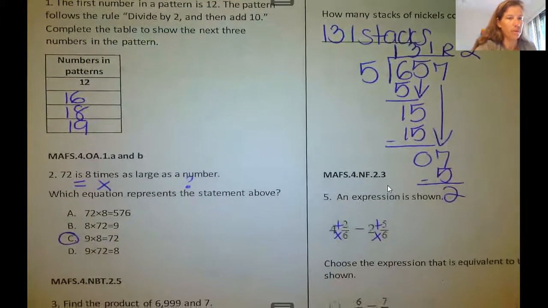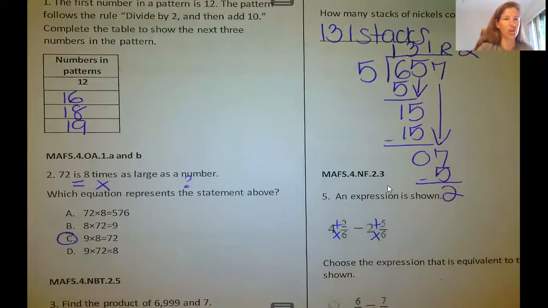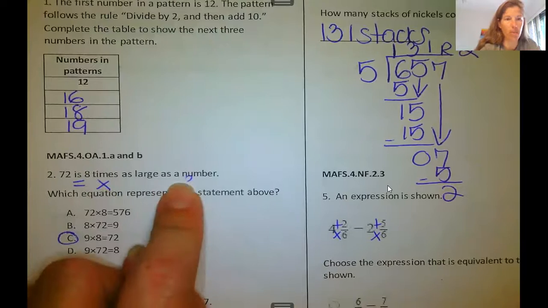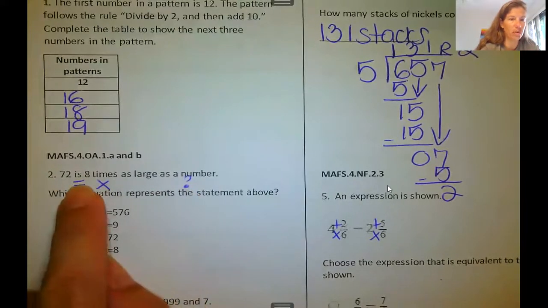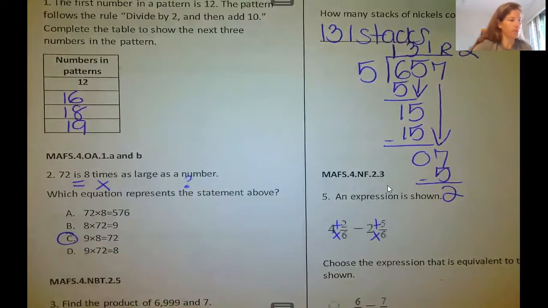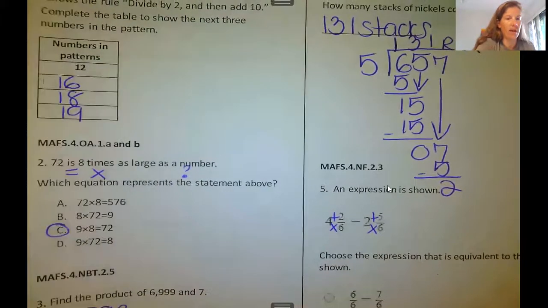For number two, 72 is 8 times as large as a number. Remember, is means equal, times is times, a number we don't know. So 72 equals 8 times what? 8 times 9.